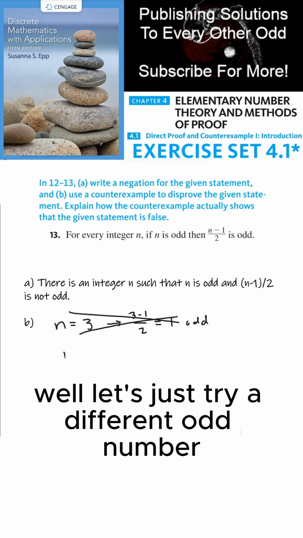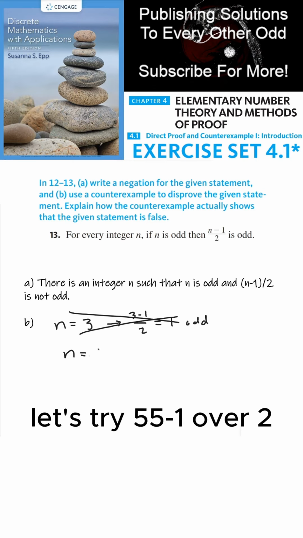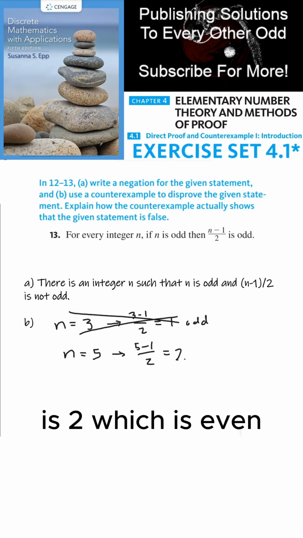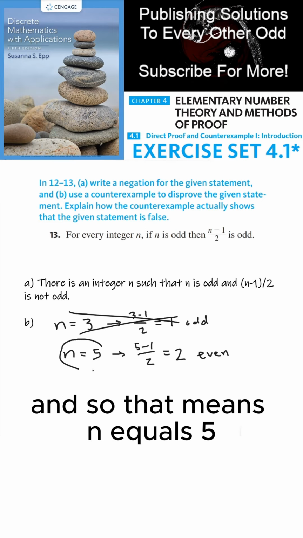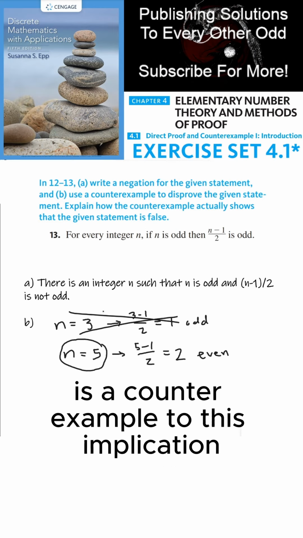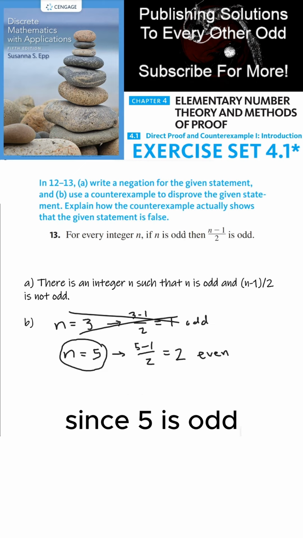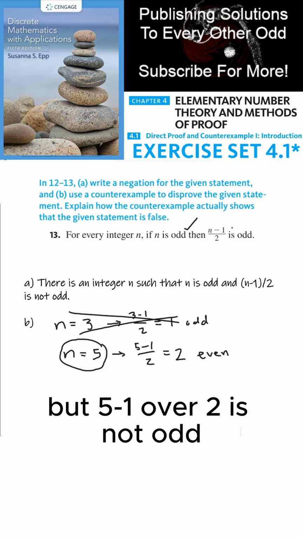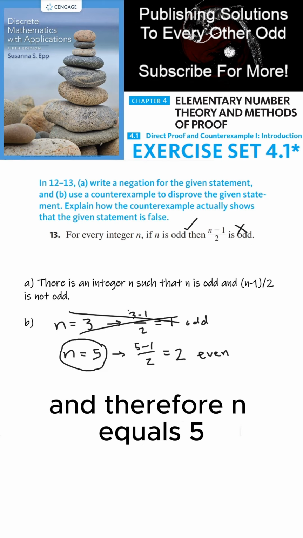Well, let's just try a different odd number. Let's try 5. (5 - 1)/2 is 2, which is even. And so that means n equals 5 is a counterexample to this implication, since 5 is odd, but (5 - 1)/2 is not odd. And therefore, n equals 5 is a counterexample.